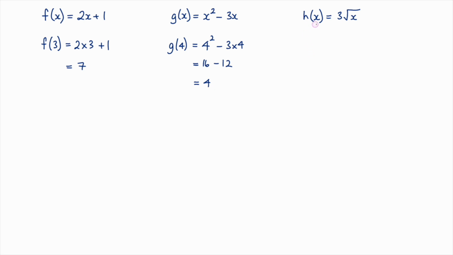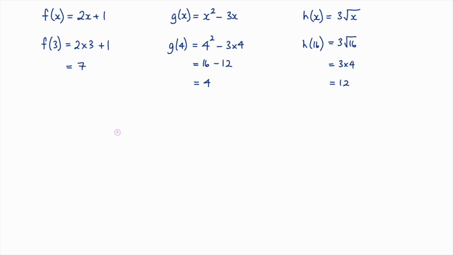And for this final one, h of x, let's take h of 16. So again, wherever we see an x, we are replacing it by 16. So that is 3 square root of 16. And the square root of 16 is 4, so we end up with 3 multiplied by 4, which is 12.